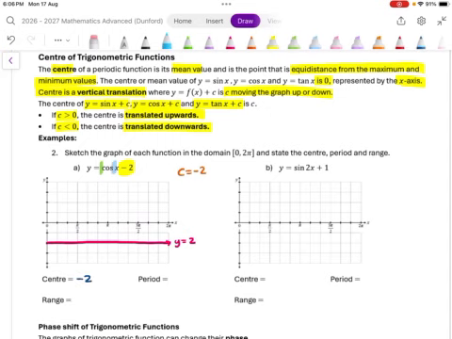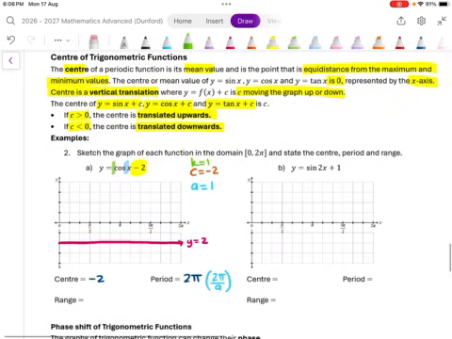We have our period. There's nothing in front of our x, so we have our a value equals 1. This is a cos function, so the period is 2 pi on a, which is 2 pi on 1, which is just 2 pi.